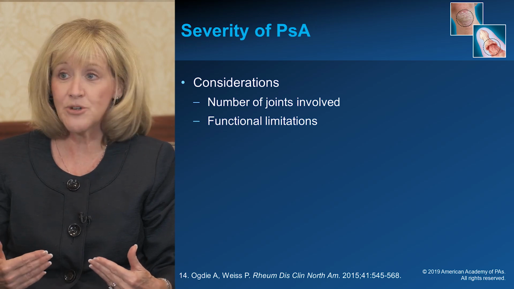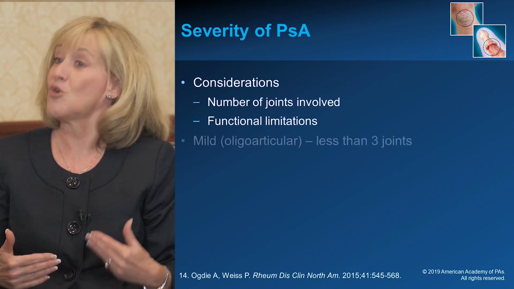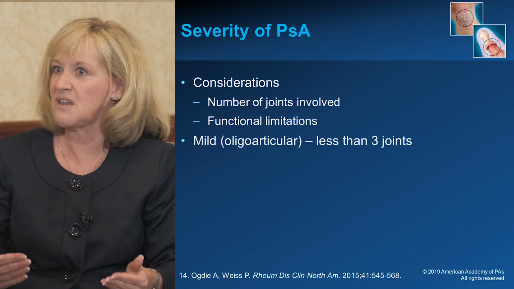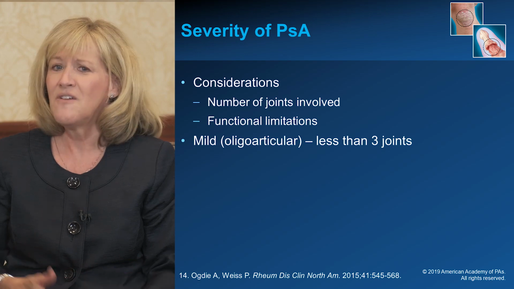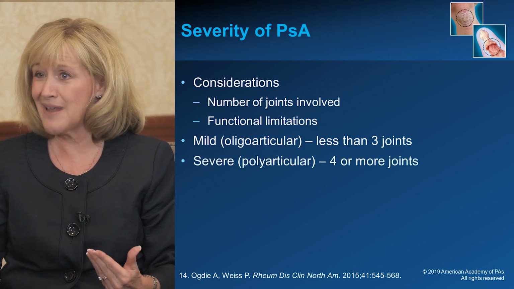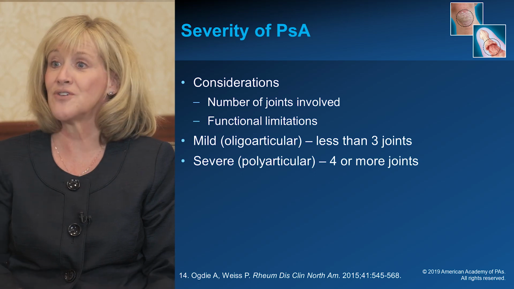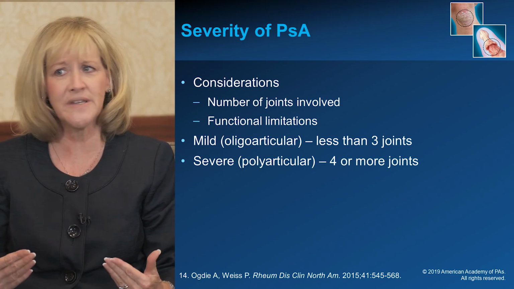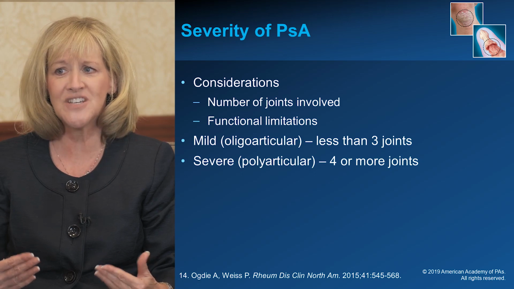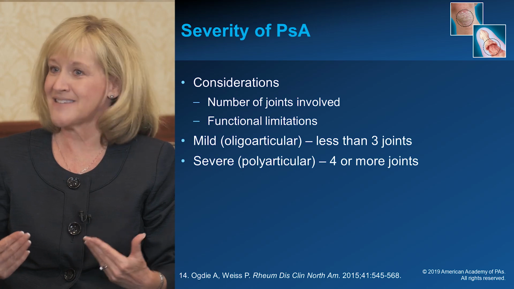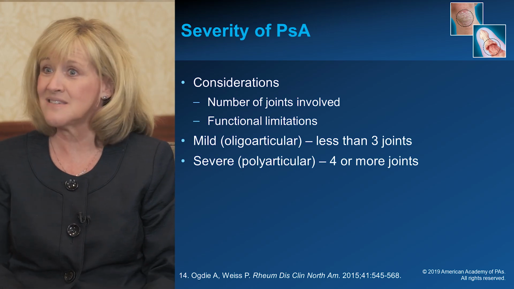However, patients may present with oligoarticular disease in which there are less than 3 joints involved versus polyarticular. It also manifests either unilateral versus symmetrical versus axial. It can present in many different ways. So the focus really is on functional limitations, number of joints involved, and that burden of disease.